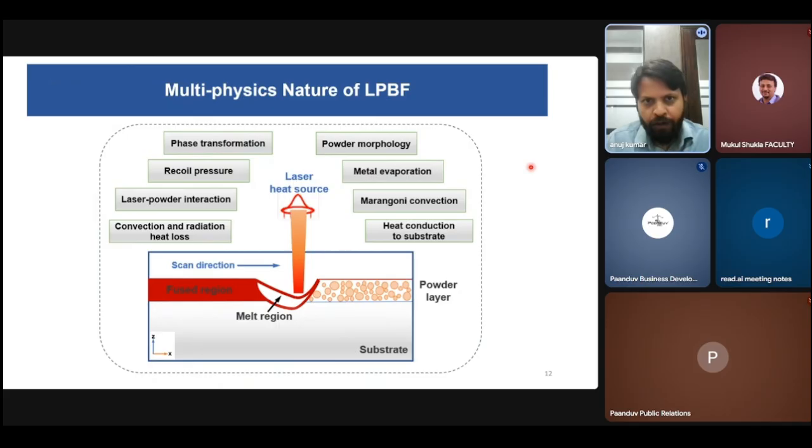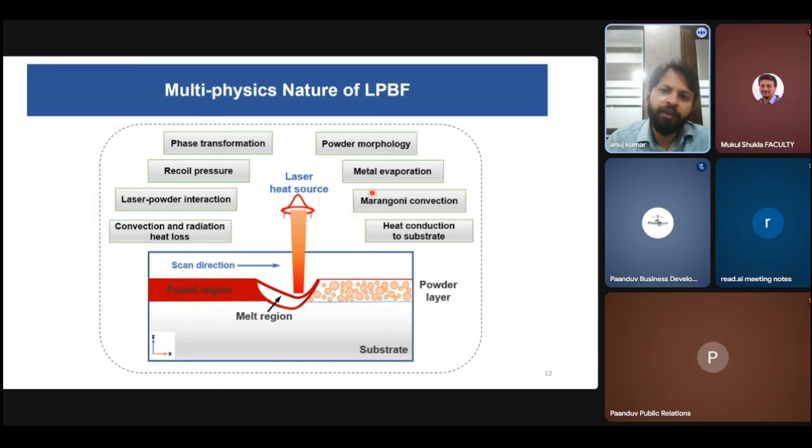This is the big picture of multiphysics, as I was talking about in the previous slides. The multiphysics nature includes the laser-powder interaction: the laser is going to interact with the powder. We have recoil pressure that is going to affect the laser trajectory. We have phase transformation, that means solid to liquid, liquid to solid, and some evaporation as well. We have powder morphology, as I have talked about. We have Marangoni convection, which is very important.